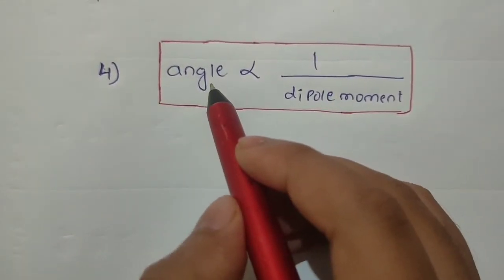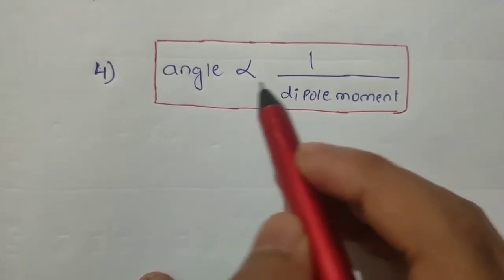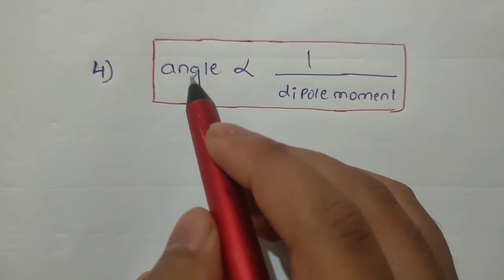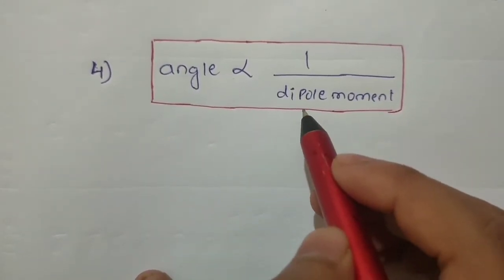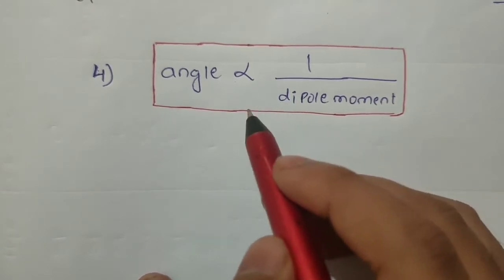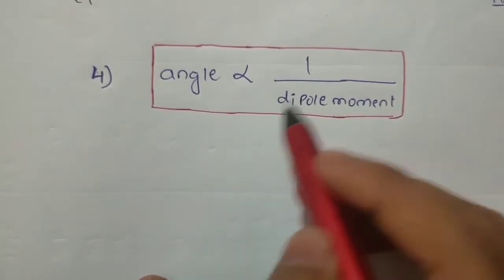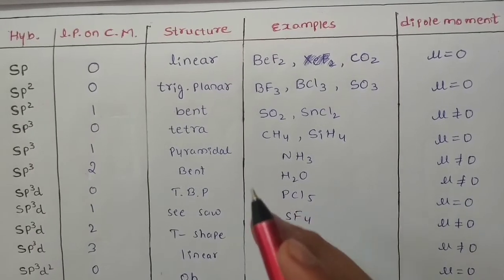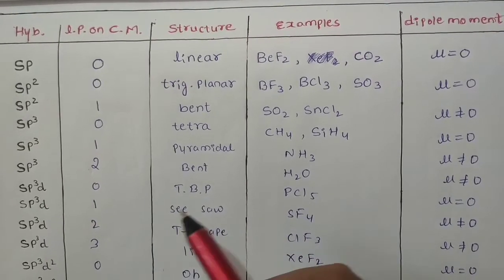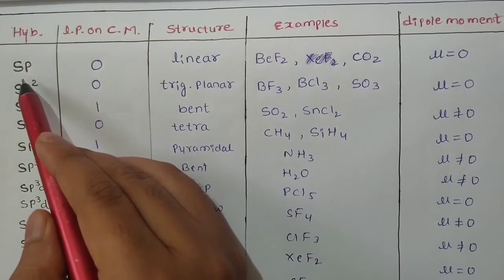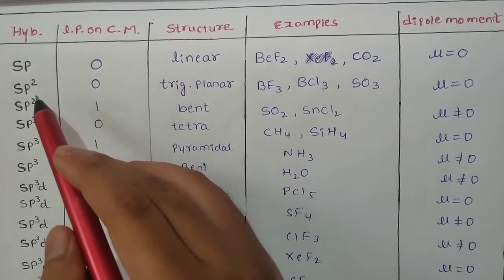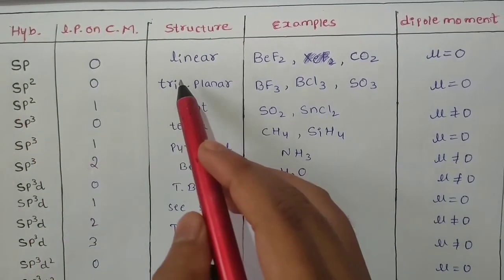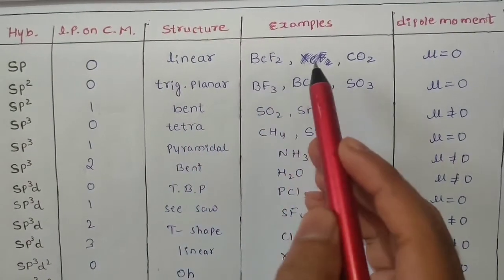So here the angle is inversely proportional to dipole moment. I mean, an increase in the value of the angle means a decrease in the dipole moment. So that's why, as the dipole moment increases, the angle decreases, and vice versa. This concept is also explained in the hybridization topic. So here I am going to take sp hybridization first. sp hybridization gives a linear structure, and examples are BF2 and CO2.